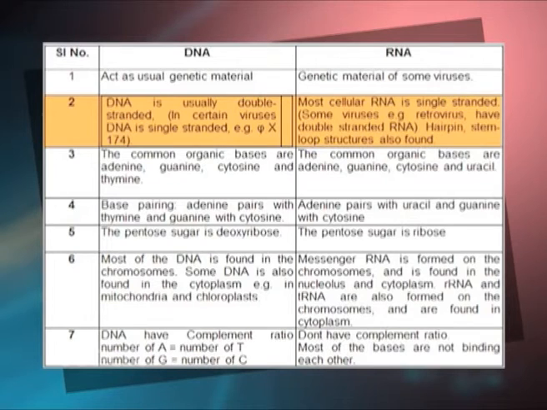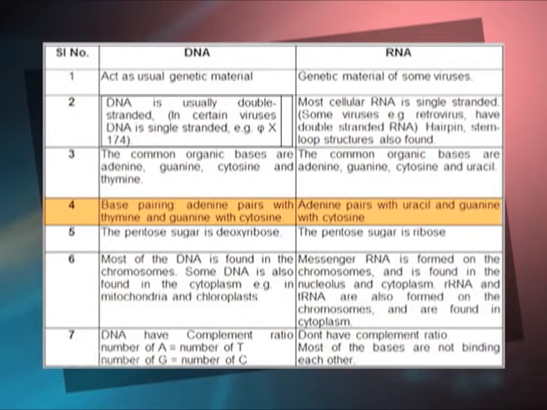Example, phi-X174. In the case of RNA, most cellular RNA is single-stranded. In case of some viruses, for example, retrovirus, have double-stranded RNA. Hairpin stem loop structures also found. In the case of DNA, the common organic bases are adenine, guanine, cytosine and thymine. In the case of RNA, the common organic bases are adenine, guanine, cytosine and uracil.